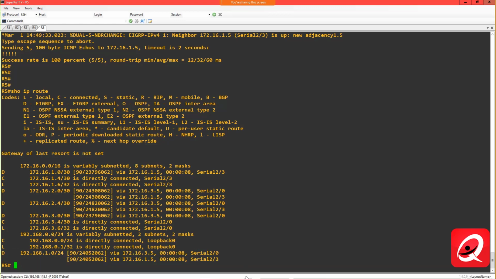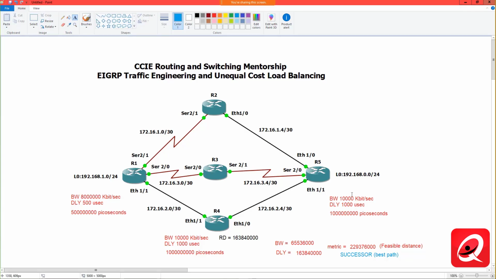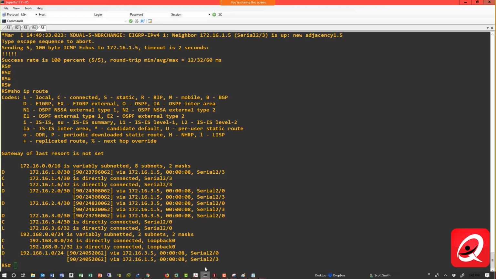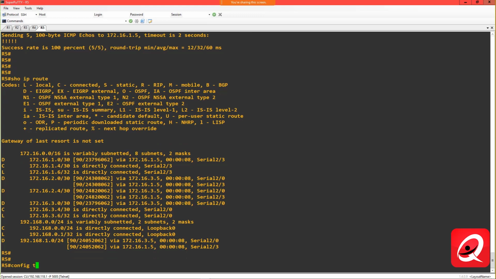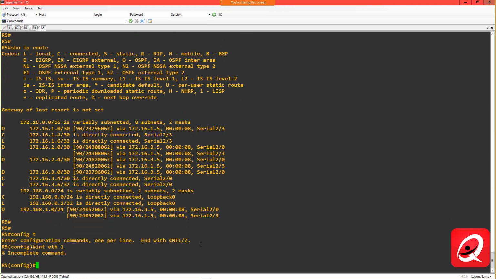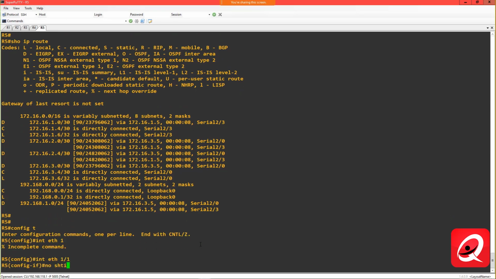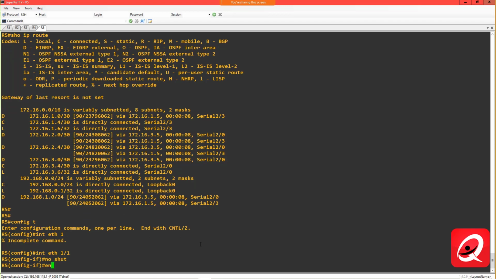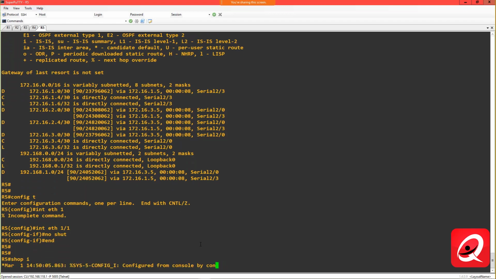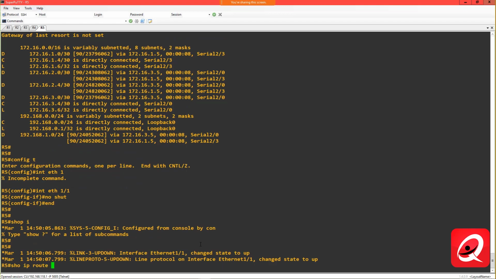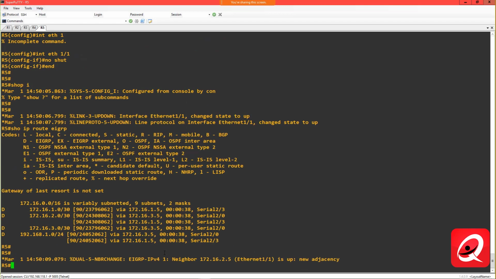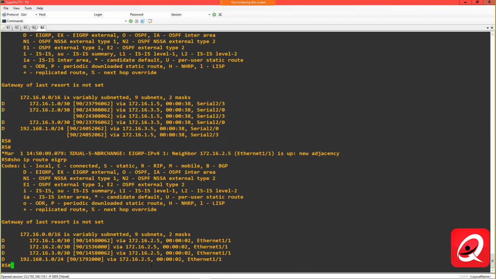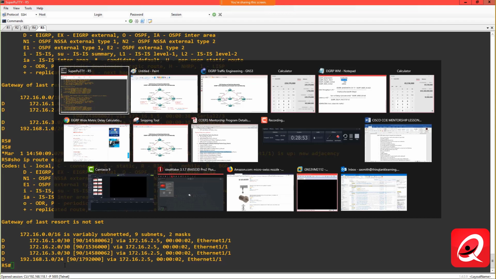So let me go ahead and turn that interface back on. That was Ethernet 1.1. Config T, interface Ethernet 1.1. No shut. All right. Show IP route EIGRP. All right. Takes a little bit for the convergence, but now we're going back over Ethernet 1.1. So, back to where we were.